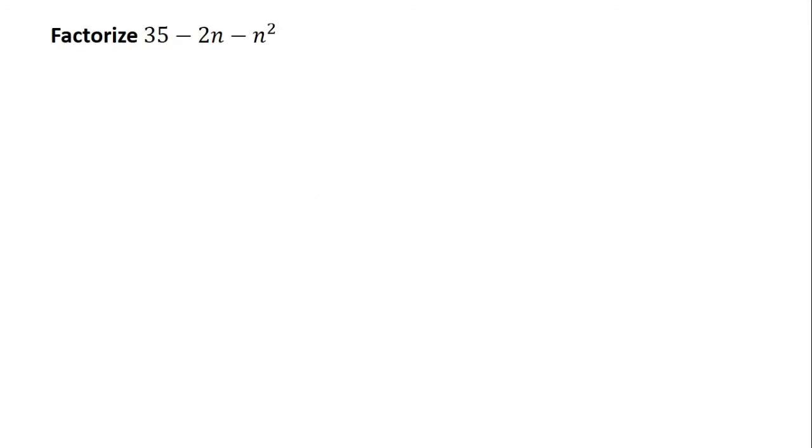The question for this video is: factorize 35 minus 2n minus n squared. So this is our quadratic trinomial, 35 minus 2n minus n squared. We have learned that to factorize a quadratic trinomial, the first thing you have to do is to compare it to the general form of a quadratic trinomial, which is ax squared plus bx plus c. This will help us get the values of a, b, and c. So let's compare the quadratic trinomial that we have with the general form.